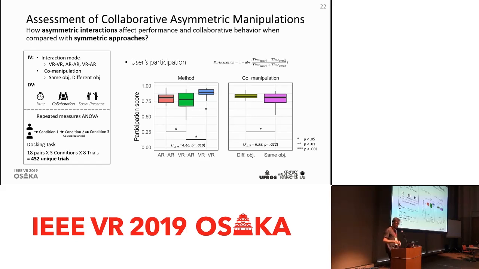Looking at the co-manipulation variable, where users are either manipulating the same or different objects independently, users are significantly more active when they are manipulating different objects than the same object. And we think that it's because the people want to have the ownership of the objects when they are manipulating them.